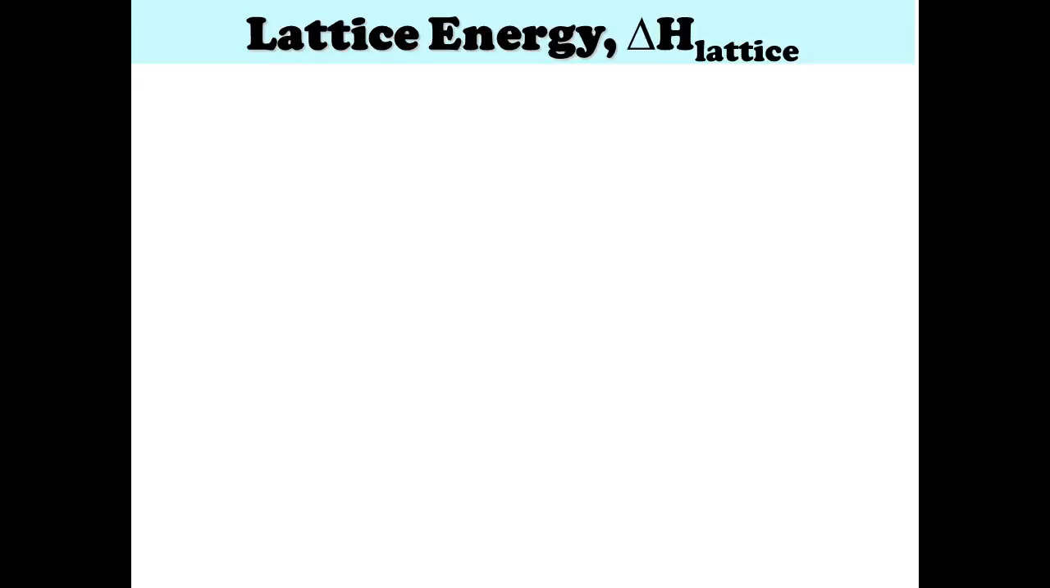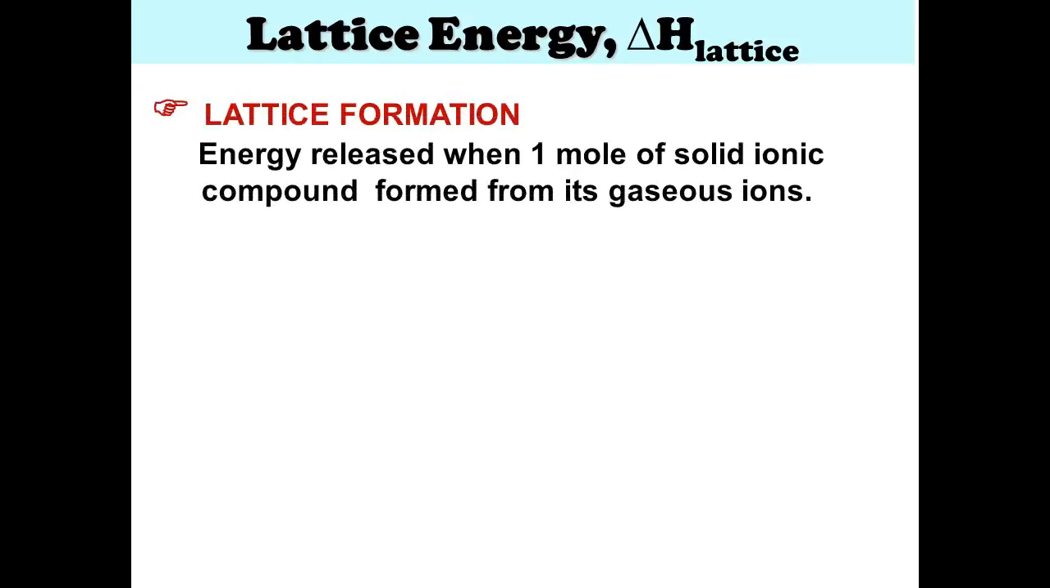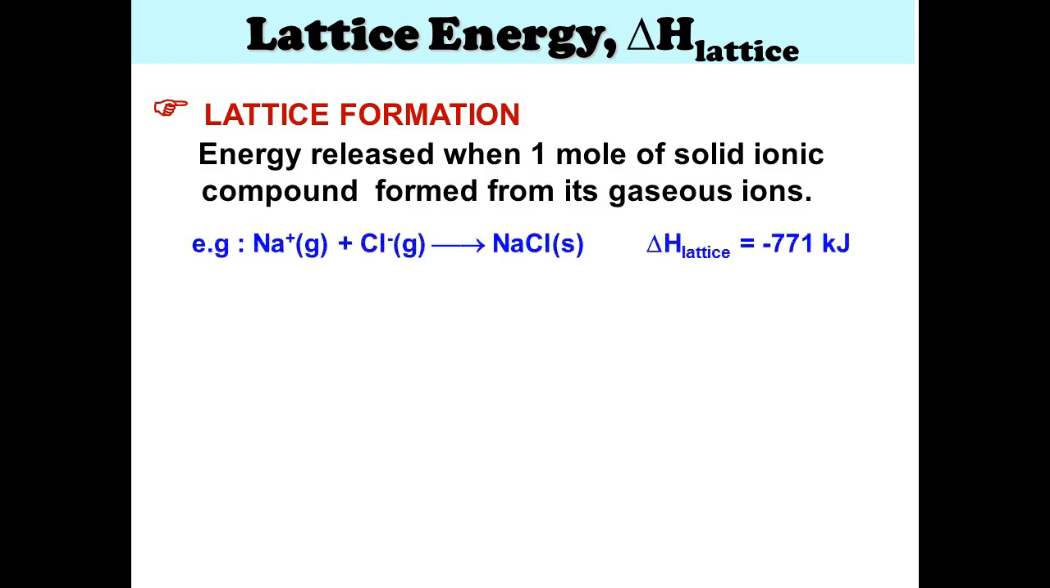The meaning of lattice energy. Lattice energy of formation refers to the energy released when 1 mole of solid ionic compound is formed from its gaseous ions. Formation means that the solid compound is formed from the gaseous ions. For example, formation of solid sodium chloride from gaseous ion Na+ and gaseous ion Cl−. So the lattice energy is −771 kJ.